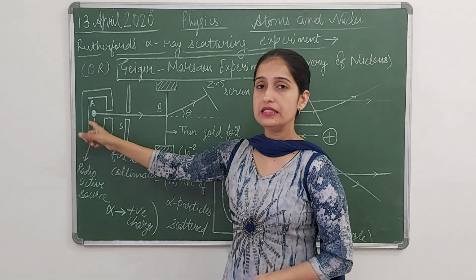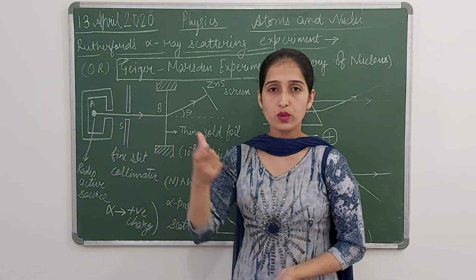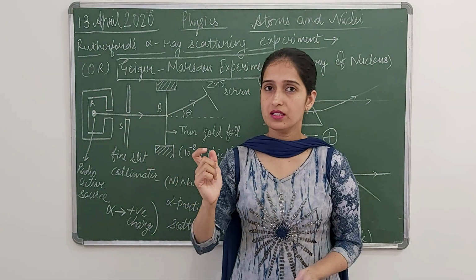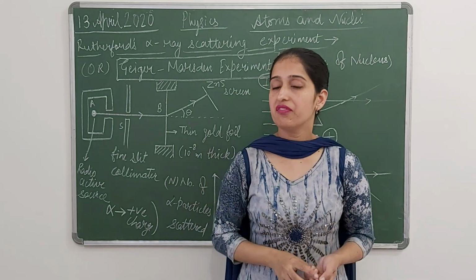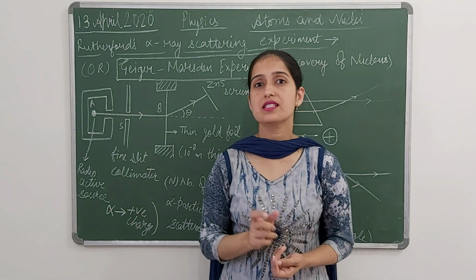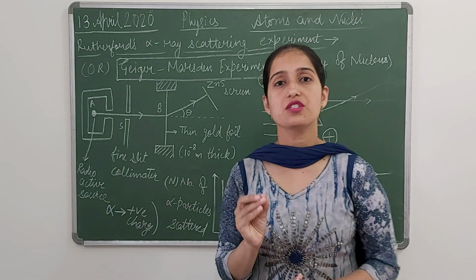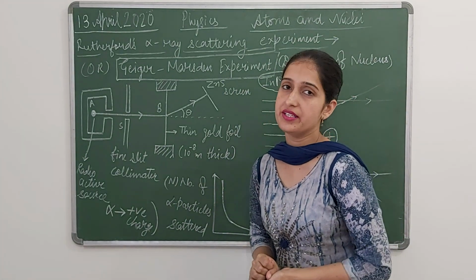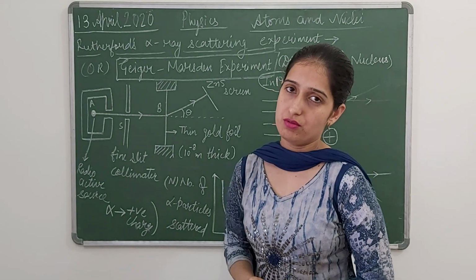We have taken a radioactive element which is emitting alpha rays, and they consist of alpha particles. Alpha particles are positively charged particles. They have 2 protons and 2 neutrons. They don't have 2 electrons.